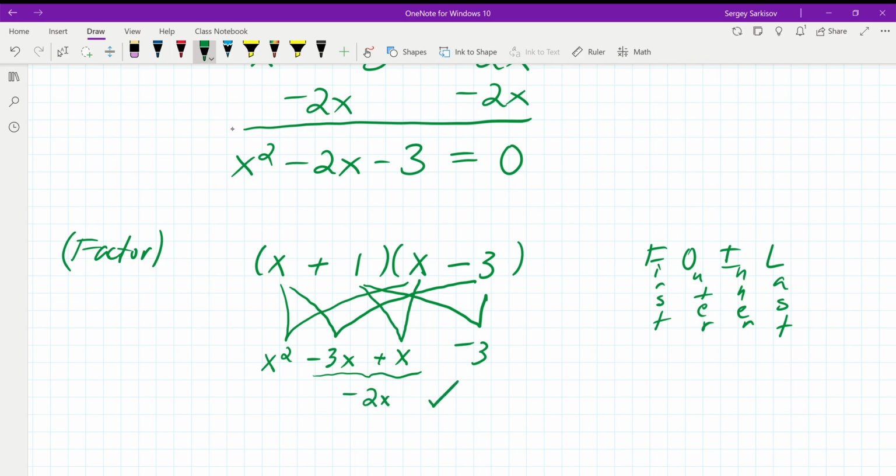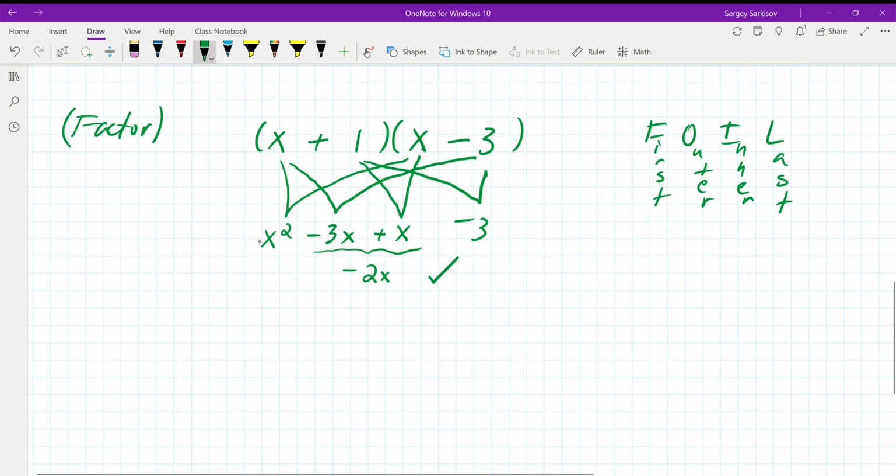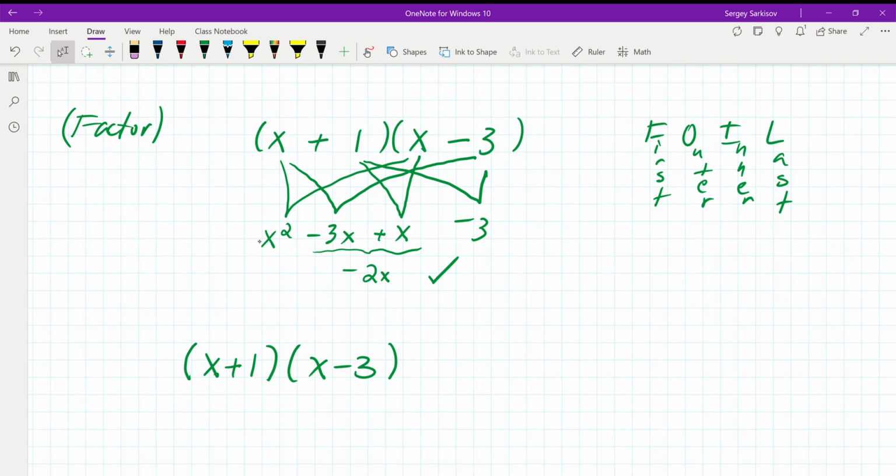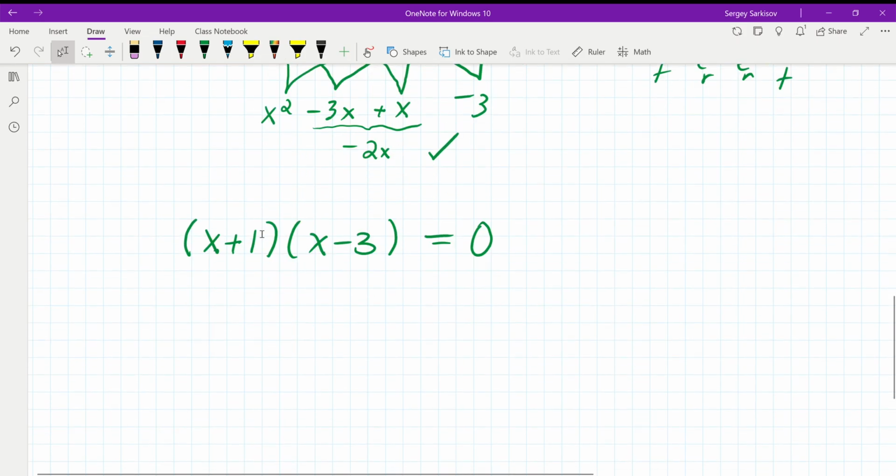So anyway, this is the factoring of it, right? So on the left side we have x plus 1. Let's write it out. x plus 1 times x minus 3 equals 0. Awesome. Now there's something called the zero product property. And I can just call it like the common sense property.